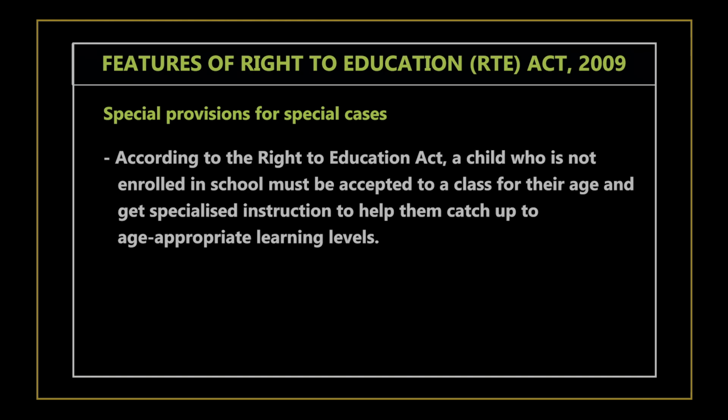Special provision for special cases. According to the Right to Education Act, a child who is not enrolled in a school must be accepted to a class for their age and get specialized instruction to help them catch up to the age-appropriate learning level.